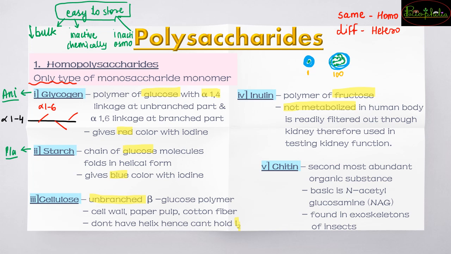The last homopolysaccharide that you have to see is chitin. Chitin is the second most abundant organic substance, and it has N-acetyl glucosamine as its basic monomer unit. तो inulin में fructose था, chitin में क्या है, N-acetyl glucosamine. Glucosamine क्या है, it is an amino sugar, a derived monosaccharide. और chitin कहाँ मिलेगा, as its homopolysaccharide form, it will be found in the exoskeletons.